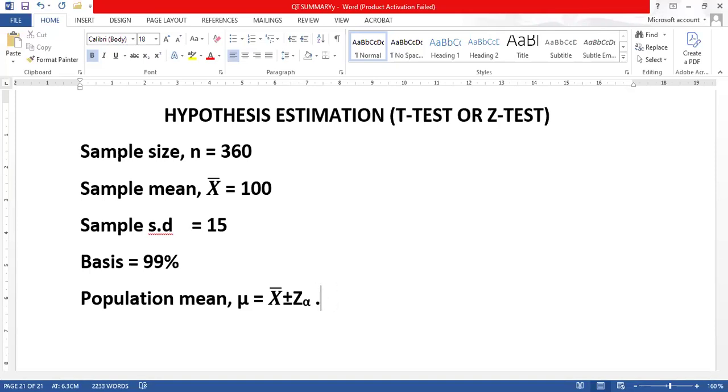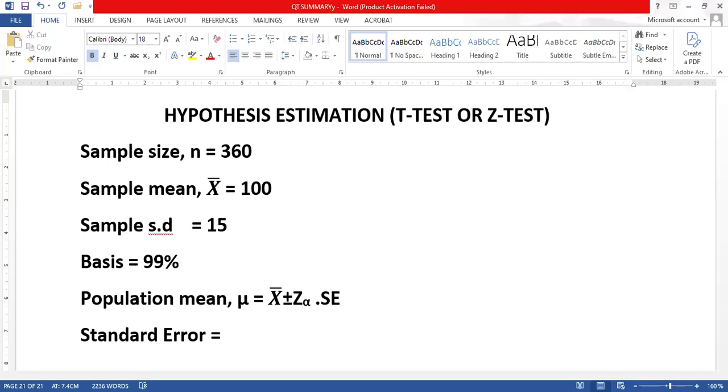Times the standard error. Okay, that is the formula. Simple one. How do you get the standard error? You get the standard error when you're using the mean. So here is where the difference will always come, when you're using the proportion and when you're using the mean.